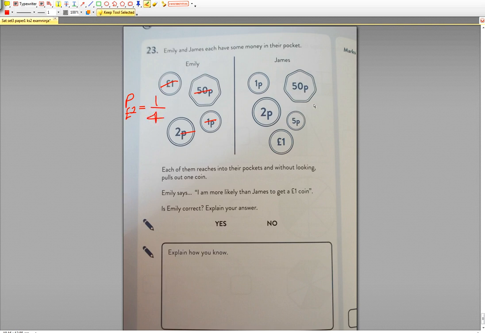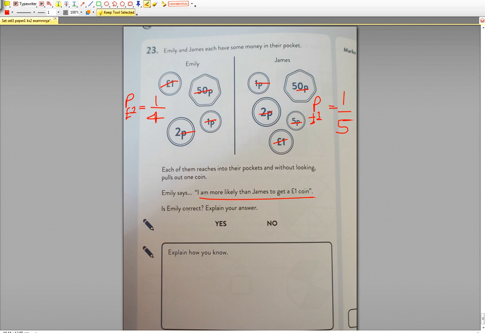What's the probability of James getting a pound now? He's got 1, 2, 3, 4, 5 coins. He's got probability of getting a £1 coin is equal to 1 out of 5. So who's got the? Emily says I am more likely than James to get £1 coin. Is she right or wrong? She's right. How can they both be the same? Got 2 different fractions. Now your thing is, does she have a bigger fraction than him? And the answer is yes.